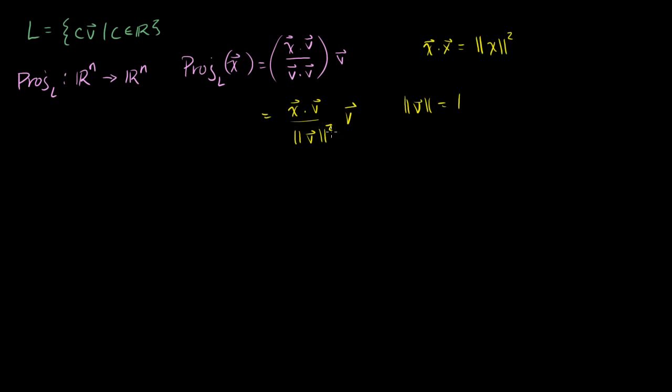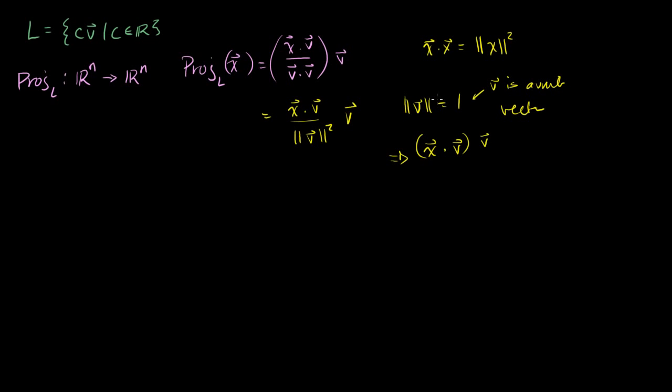Because if the length of v was 1, which is another way of saying that v is a unit vector, then our formula for our projection would just simplify to x dot v, all of that, times v. This will just be some scalar number, that times v.